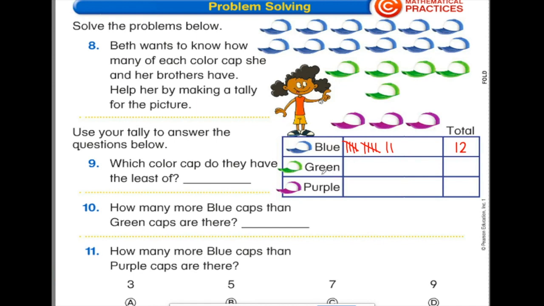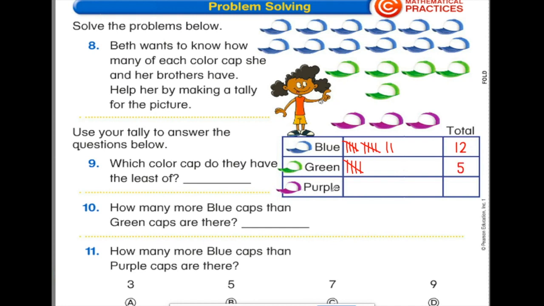Now let's go over to the green, looking only at the green caps. Count with me. 1, 2, 3, 4, 5. Let's put that in tally marks. Count with me. 1, 2, 3, 4. Close the gate at 5. So we have a total of 5 green caps.